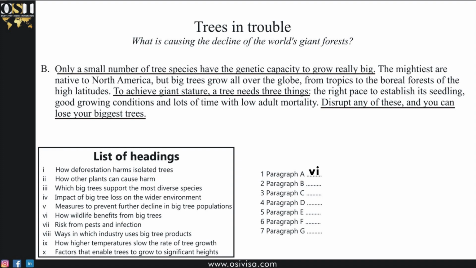So this reminds me of one of the titles that I saw. The last one over here in the titles says factors that enable trees to grow to significant heights. So yes, I'm going to confidently select option 10 as the answer for my paragraph B. You see how easy that was. This is exactly how it happens in the real test as well.